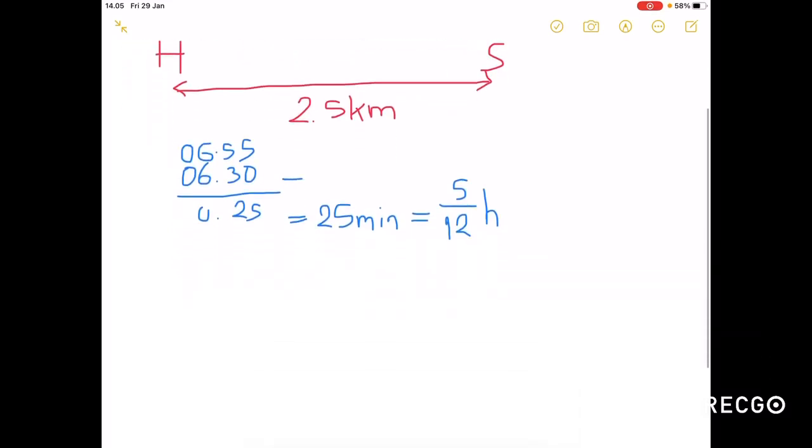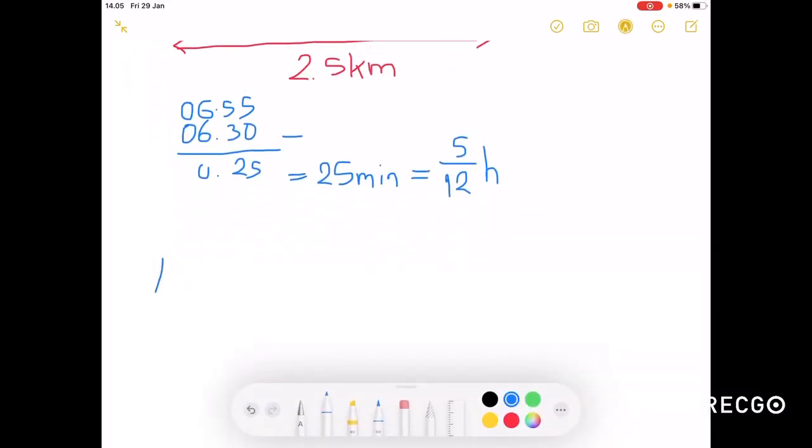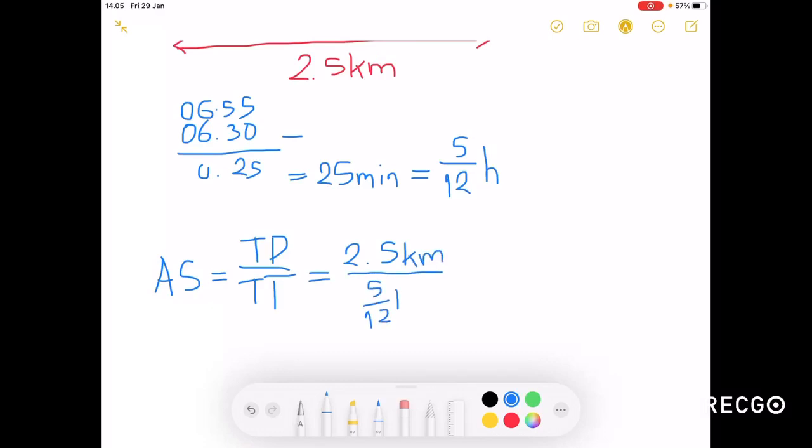And we're ready to use our average speed formula. So remember, our average speed formula is the total distance traveled over the total time needed to travel that distance. So in this case, our total distance is 2.5 kilometers, and this is over 5/12 hours. And you can just rewrite this as 2.5 kilometers divided by 5/12 hours.